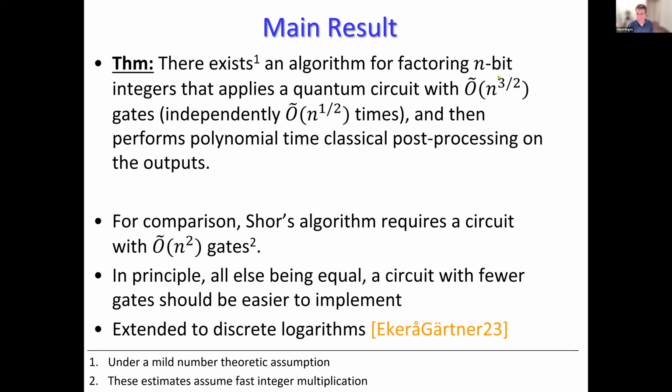So this would become n to the 5/2, so n to the 2.5. This would become n cubed. Everything proportionally scales up, so there's still the same advantage, even if you don't use fast integer multiplication. For convenience, today I'll assume that we have near-linear time integer multiplication, but the same improvement shows up also without that assumption. More questions?